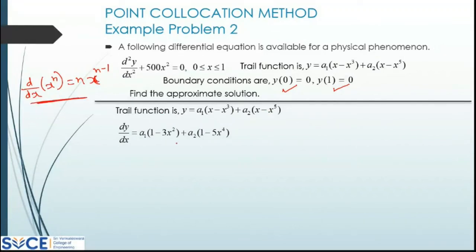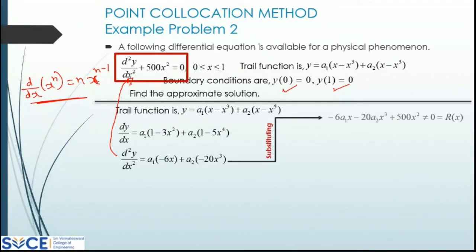This is the formula for your differential equation. When you differentiate again, you get minus 6x plus a2 times minus 20x cube. This is my equation. Now I substitute this in the differential equation. You will get minus 6a1x plus 20a2x cube plus 50x square is not equal to 0, which is equal to r of x.